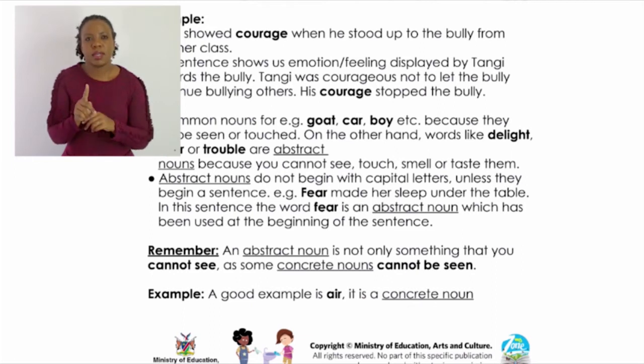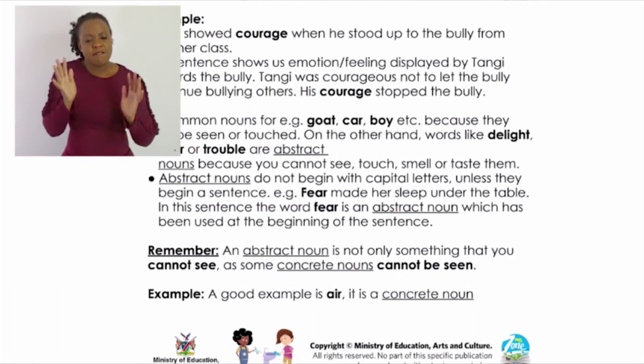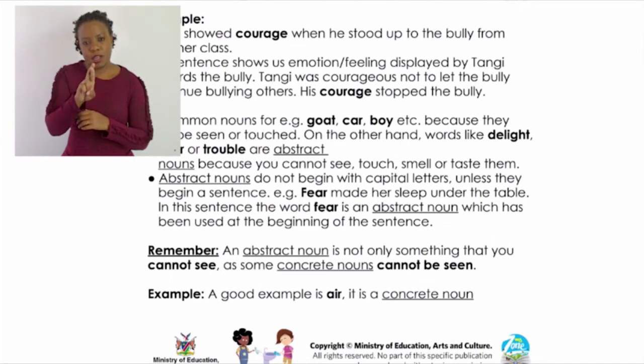Delight, anger, or trouble are abstract nouns because you cannot see, touch, smell, or taste them. Abstract nouns do not begin with capital letters unless they begin a sentence. There is an example there of an abstract noun, fear. Fear made her sleep under the table.